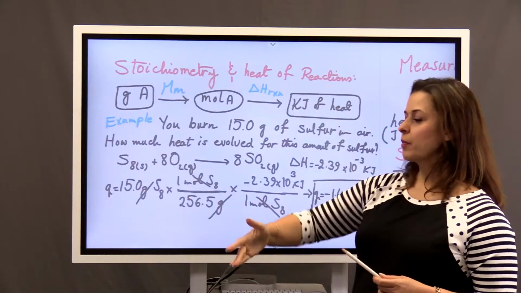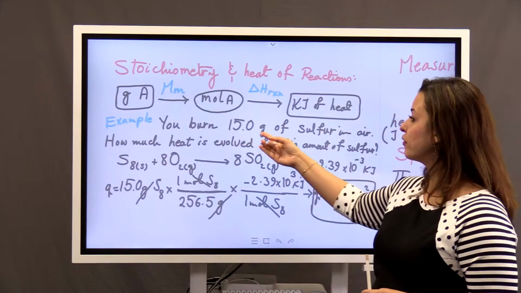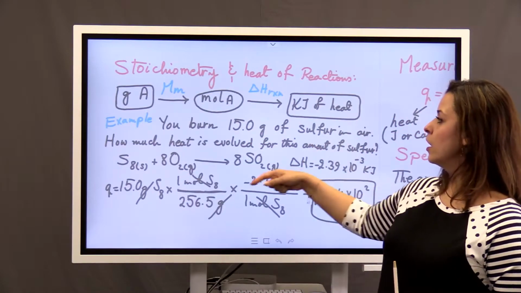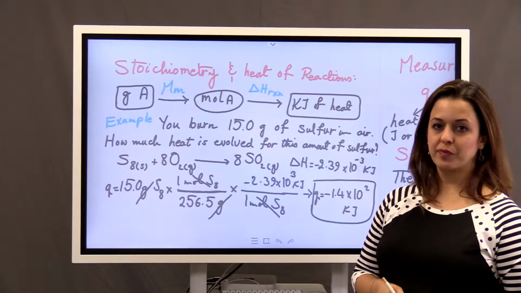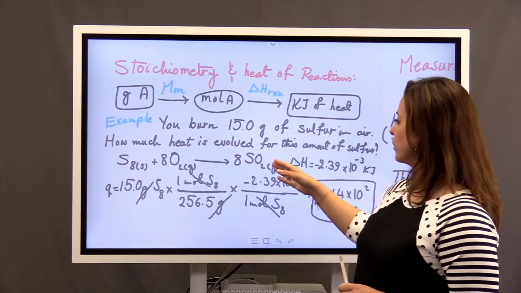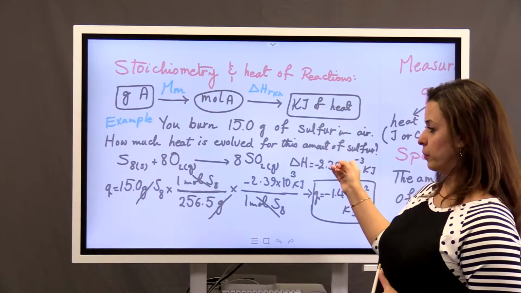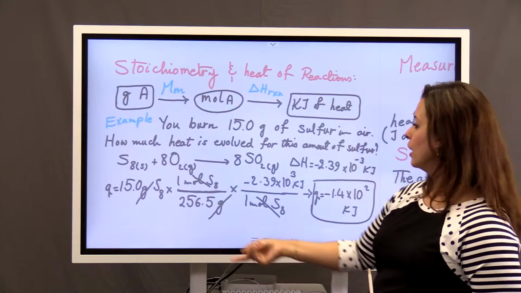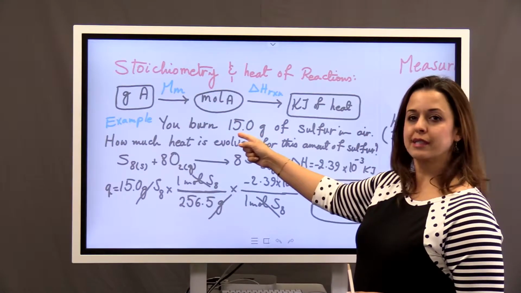Again, the same example of burning sulfur in the air. You burn 15 grams of sulfur in the air. How much heat is evolved for this amount of sulfur? Here's the thermochemical equation. You have it per mole. The delta H is per mole. You calculate it, remember? So you always start with a given value, and the same here.